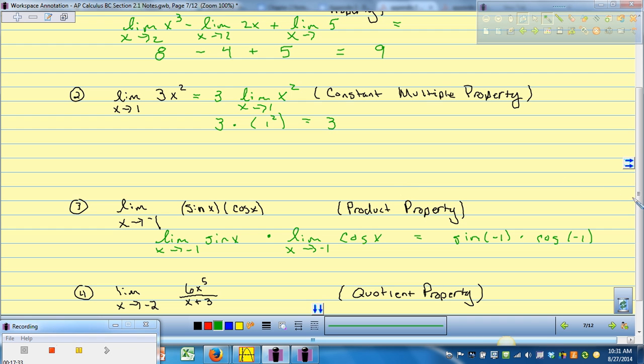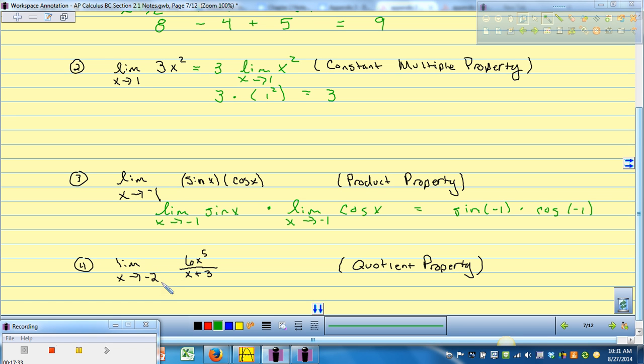All right. Finally, our quotient property. The limit as x approaches -2 of 6x over x plus 3 can be solved by doing the limit as x approaches -2 of 6x over the limit as x approaches -2 of x plus 3. But we need a little domain restriction. X cannot equal what? -3. Thank you.